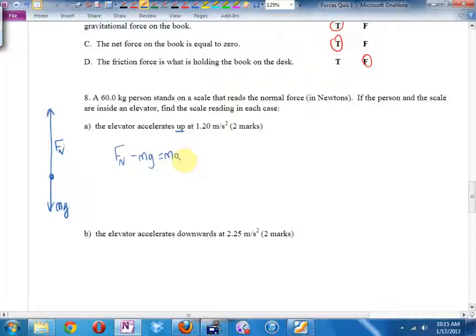You did. I need to get the normal force by itself because that's what a scale measures. AJ, how would I get the normal force by itself? You add gravity to the other side. So are you saying I get normal force equals ma plus mg? I agree. And then if I plug in numbers, I think I'm going to get a mass of 60, an a of 1.2, plus a mass of 60, an a of 9.8.